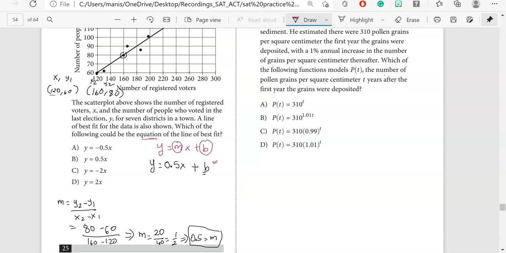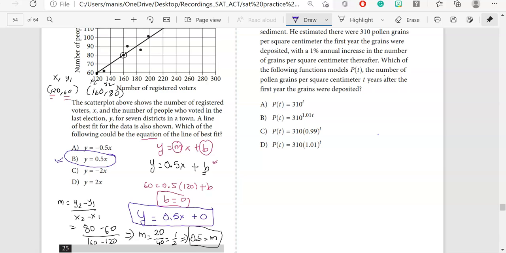So I will use these two values over here. So y is 60, 0.5, and this is my 120 plus b. Now when I solve this, I will end up with the value of b as 0. This will be 60, and then you subtract, it will be 0. So your final answer for this question will be y is equal to mx plus b. So y is equal to 0.5x plus 0. This means mathematically we have y equal to 0.5x. So option B is the correct choice for this question.